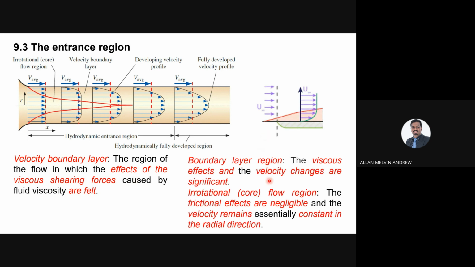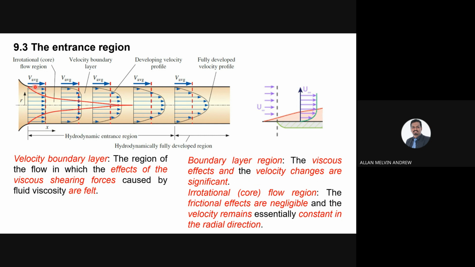Then we have a boundary layer region. So the viscous effect and the velocity changes are significant. We can see it's already started to form shape. Then the irrotational flow region is around here, so the frictional effects are negligible.